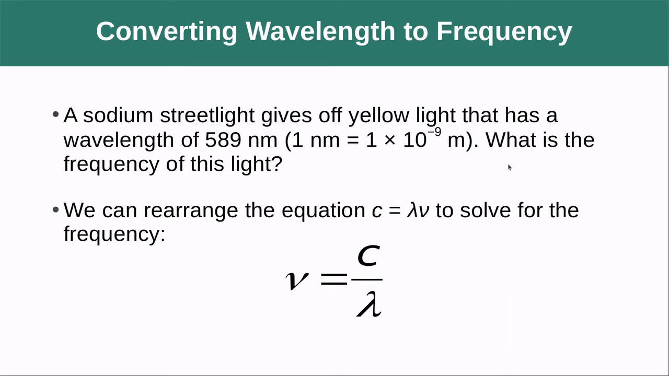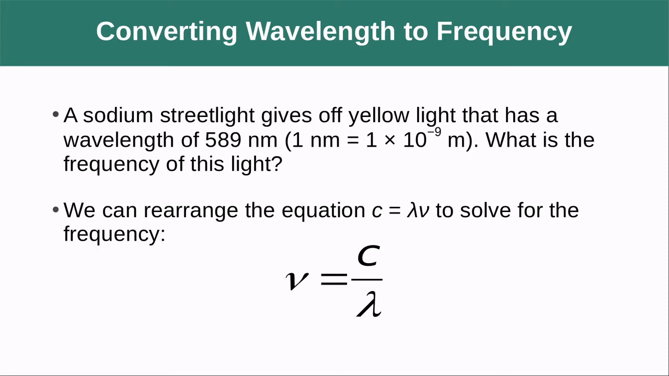So how do we interconvert between wavelength and frequency? We saw that they were related. Let's do a little example here. We have a sodium street light that gives off yellow light that has a wavelength of 589 nanometers. What is the frequency of this light? So we rearranged the equation we had before to see that the frequency is going to be equal to the speed of light divided by the wavelength.